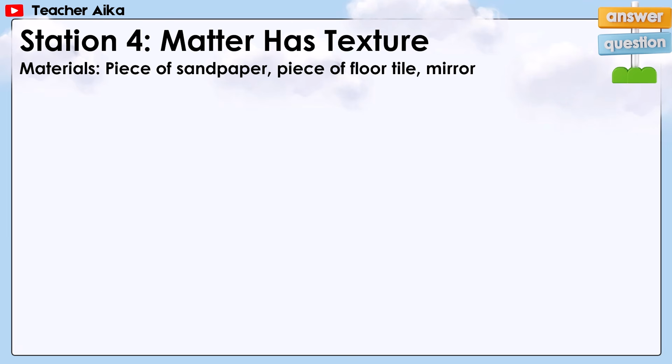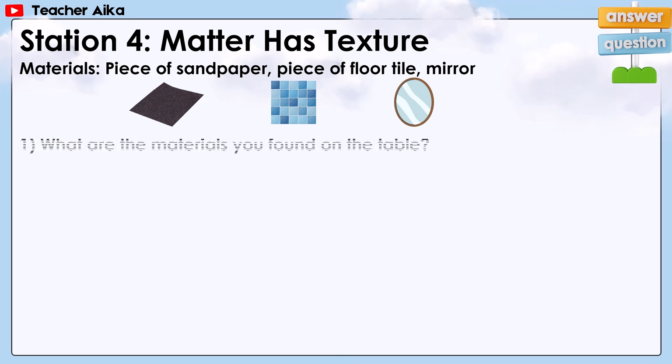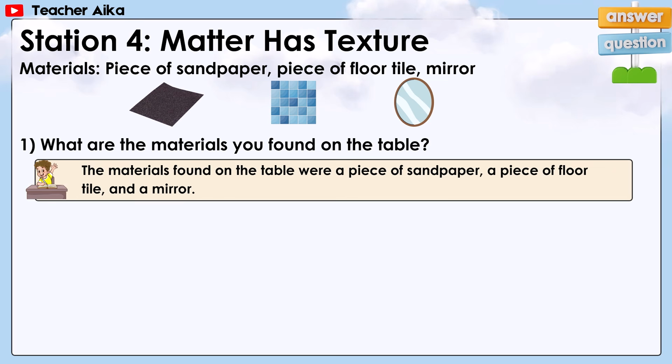Station 4, matter has texture. Materials: piece of sandpaper, piece of floor tile, and mirror. Question number 1. What are the materials you found on the table? The answer: the materials found on the table were a piece of sandpaper, a piece of floor tile, and a mirror.